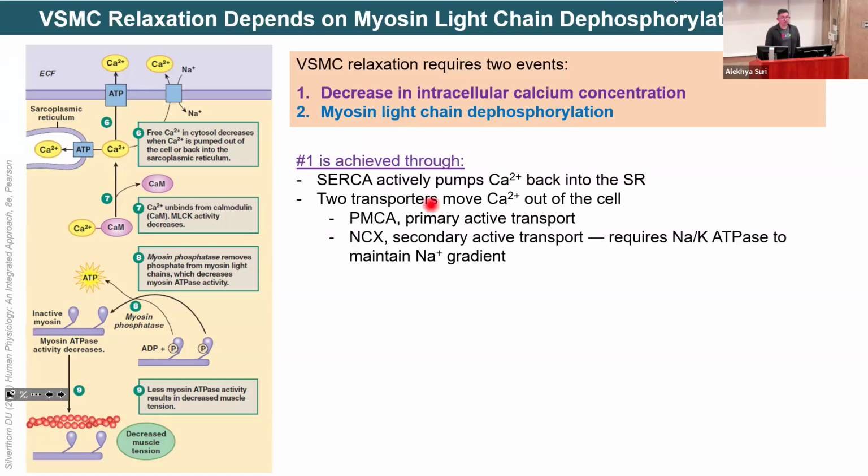So the first part, the decrease in intracellular calcium, depends on transporters. The SERCA pump in the sarcoplasmic reticulum pumps calcium back into the sarcoplasmic reticulum. And depending on the tissue type, the plasma membrane calcium ATPase pumps calcium to the extracellular fluid, and there is also the sodium calcium exchanger, right? These two things basically do the same thing.